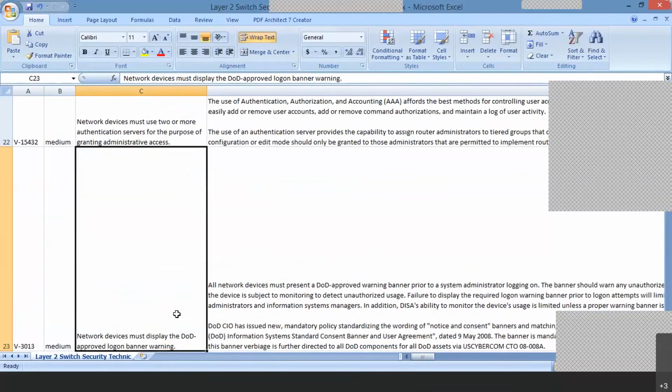The network devices must display the banner which is needed for these network devices.